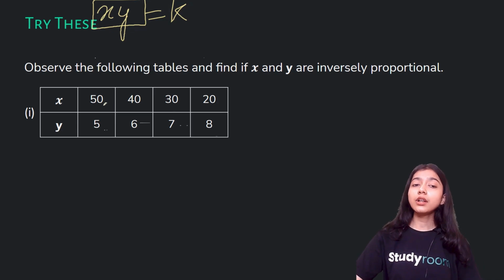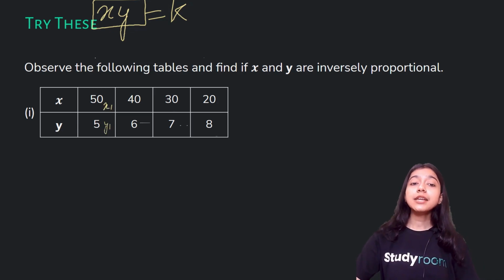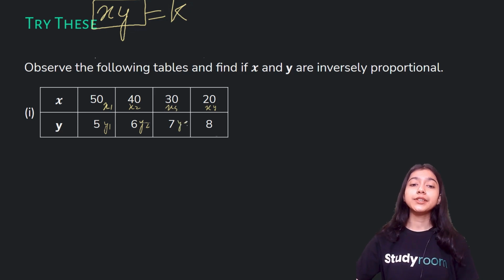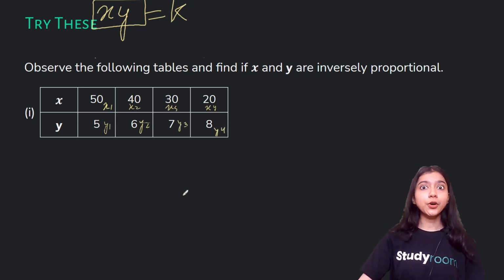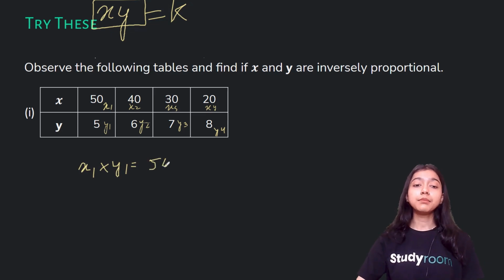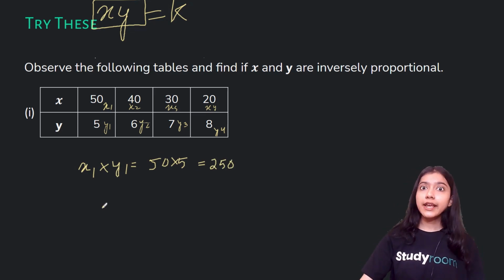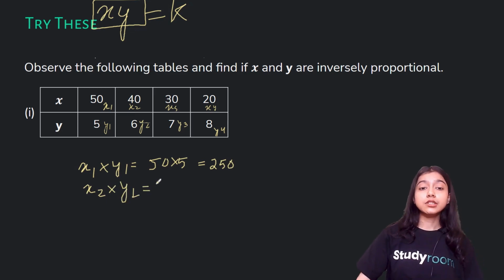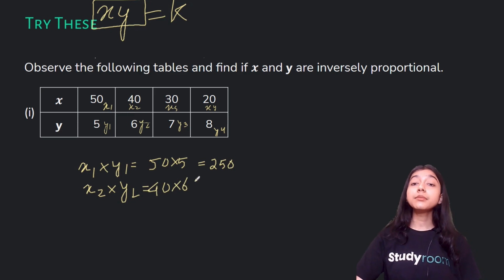That means over here, we can call this as x1, this as y1. This can be called as x2, this as y2. And in a similar way, we can call this as x3, x4, and this can be called as y3, y4. Now, let us check for each of the cases. So, first case, we have to check the product of x1 multiplied with y1. So, x1 multiplied by y1 gives us 50 multiplied with 5, which is equal to 250. Now, let us check for x2, y2. So, in case of x2, y2, the product is x2 is 40 and y2 is 6. 40 multiplied with 6 gives us 240.